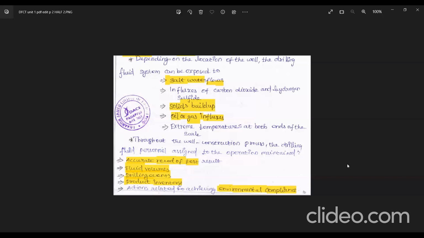Throughout the well construction process, the drilling fluid engineer has to accurately record the test results, calculate the fluid volumes, and record the drilling events, step one, step two, step three, and plan for the inventory. That means how much chemical he has to buy, what additives, how much cement for cementing fluid, how much bentonite or clay, weighting agents, galena, viscosifiers, what all you have to add as additives to make the drilling fluid. Then he has to keep a stock of all these things, product inventory, and ensure environmental compliance. You should also make sure that he's not polluting the water.